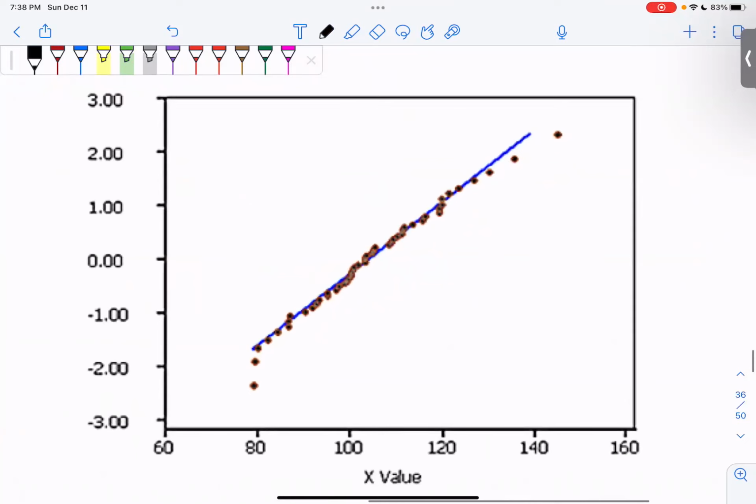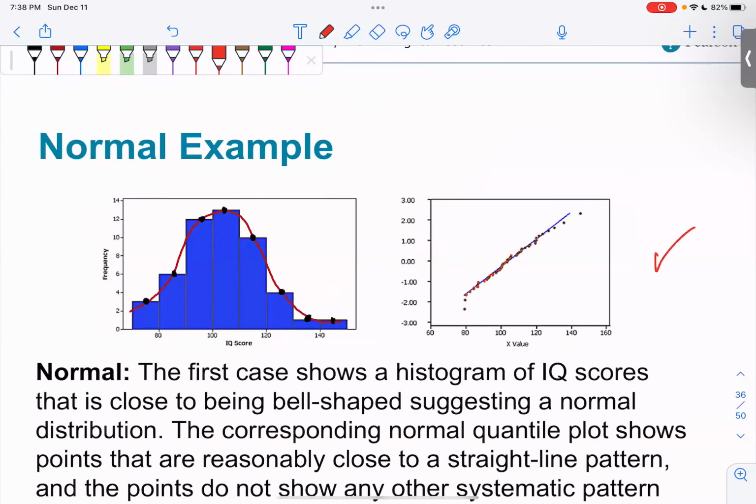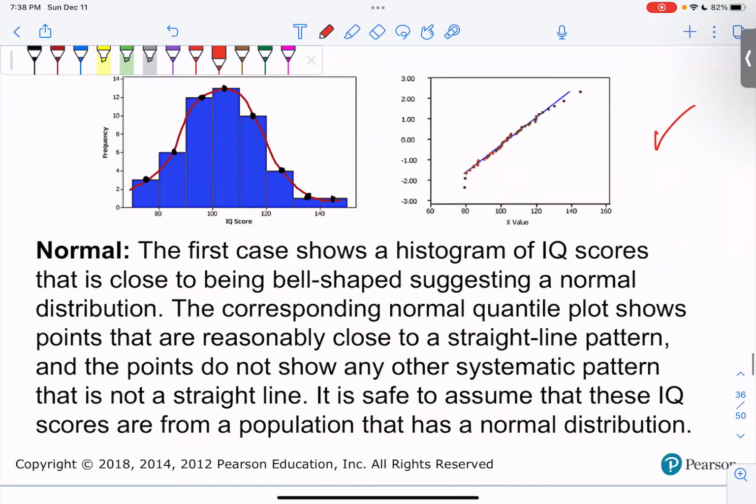Also, if you look at this straight line, we see that all these dots are really close to that straight line. Maybe we have just one value here that's far from the straight line, but the rest is close enough. And also we don't see any symmetric pattern. Those values are just distributed randomly around the straight line. So now we can say that yes, this data comes from a normal distribution.